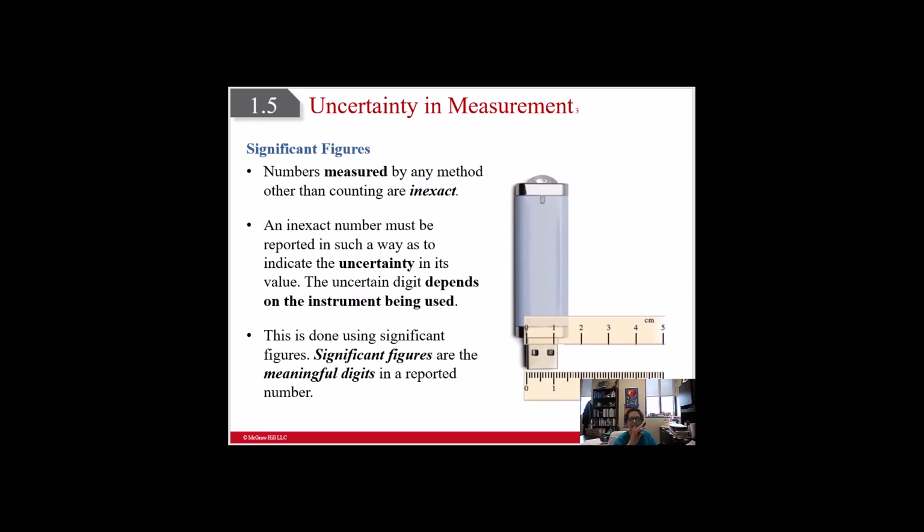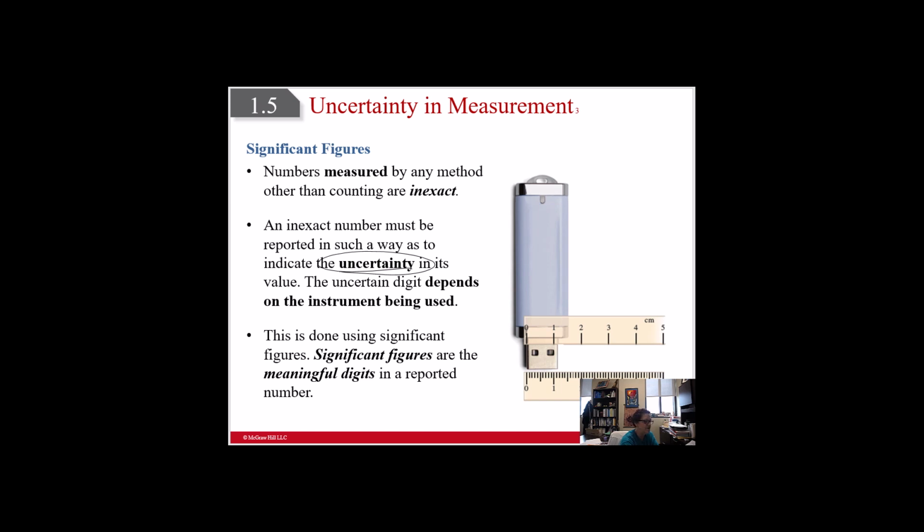So whenever we measure anything with any machine, it's going to be inexact. Now, the exact numbers we talked about on the previous slide are what you count and a conversion factor. Inexact numbers are what we measure, because we're going to be eyeballing something with our little eyeballs, looking at a measuring device. And there's always an amount of uncertainty in the value of this number.